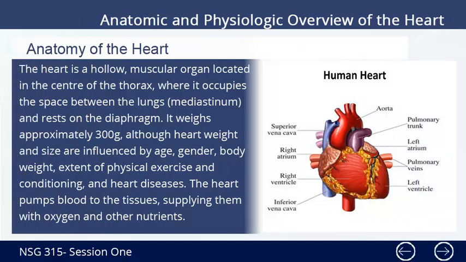Anatomy of the heart. The heart is a hollow muscular organ located in the center of the thorax, where it occupies the space between the lungs, that is the mediastinum, and rests on the diaphragm. It weighs approximately 300 grams.